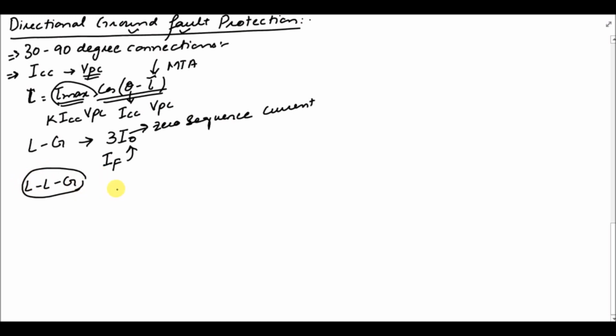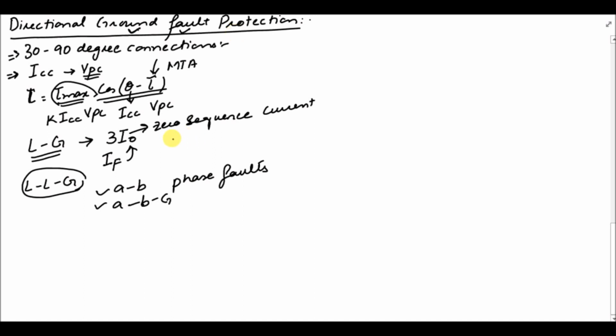So we have AB and ABG faults. Both of these faults are phase faults. In this part of the lecture, we are only talking about the line to ground faults, which are known specifically as ground faults.